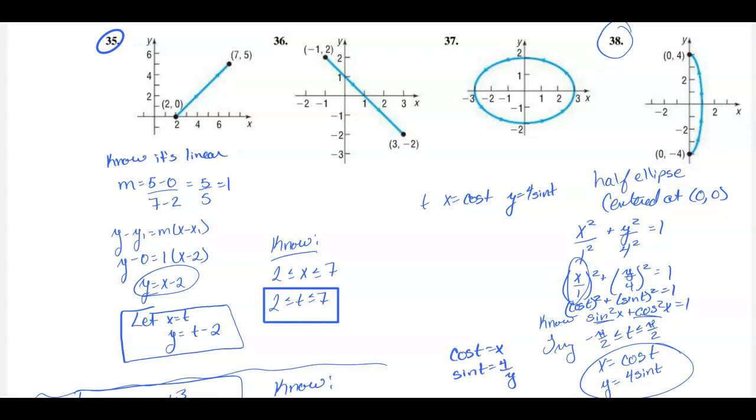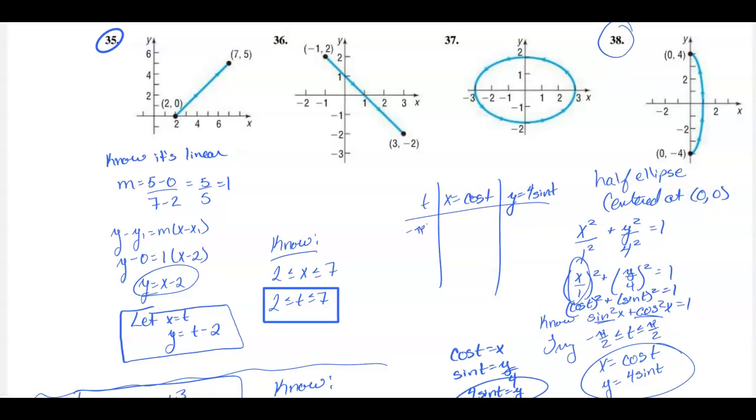And then sine of t is equal to y over 4. So then to solve for y, we just multiply both sides. So there's my y. So let's create this chart. Let's see if the orientation works. If it does, we're good. If it doesn't, then we need to try different values for theta.